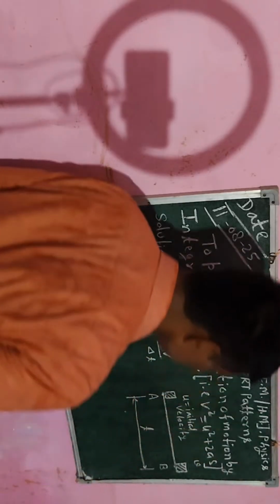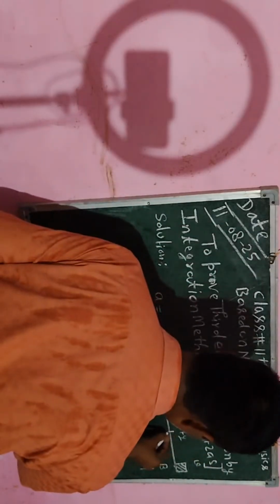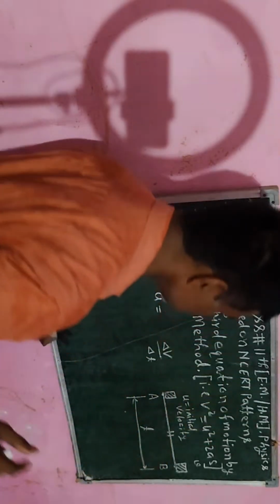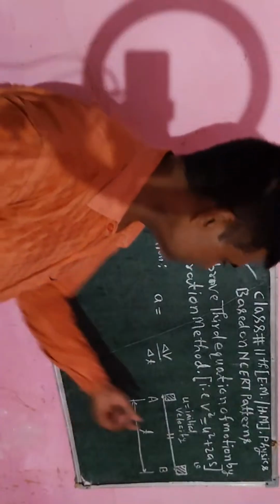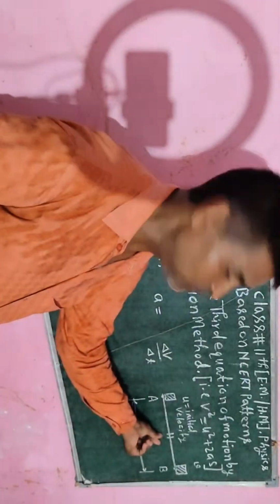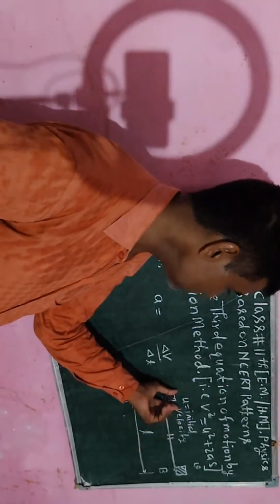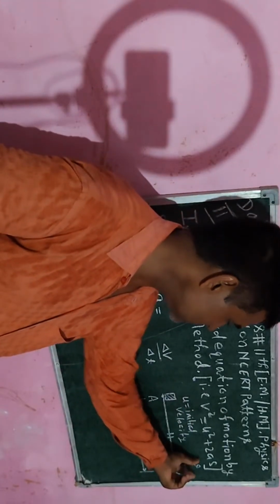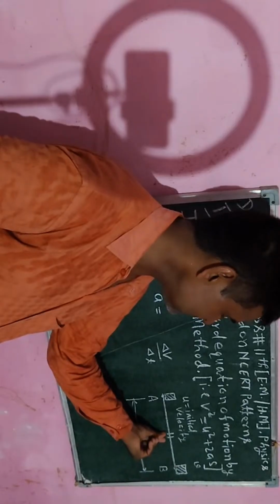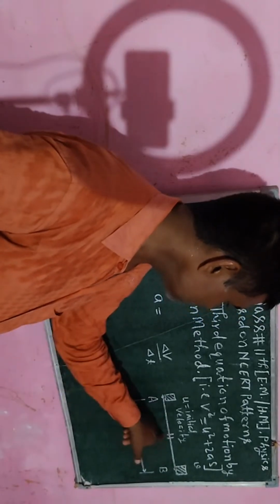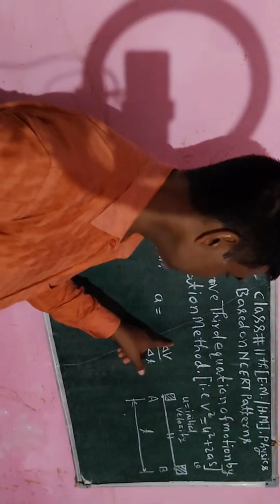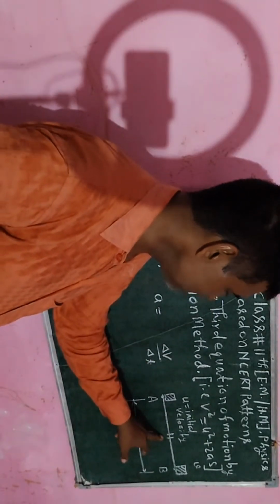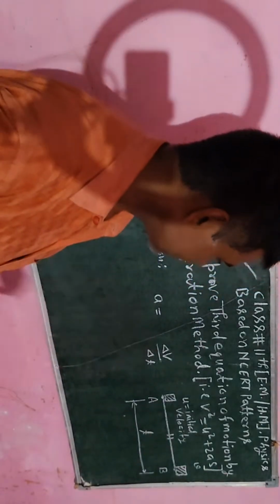But suppose I take a particular small distance. Then the change in velocity, because the starting velocity is written as u and the final velocity is written as v, but I will take this small distance, will be delta v, and the change in time will be delta t. Therefore, I have written it here.